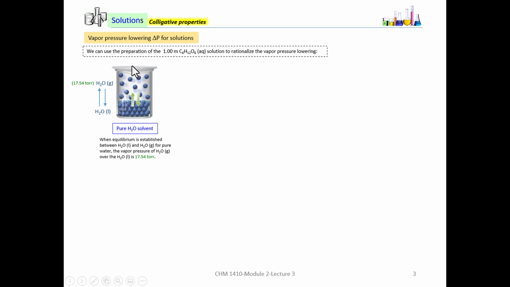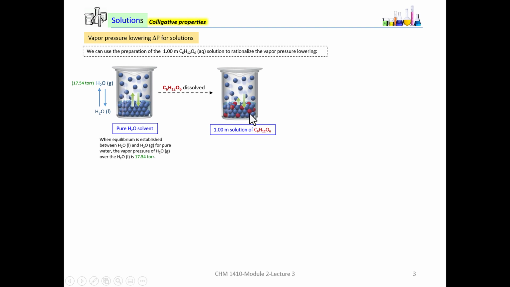This picture doesn't really show the beaker as being sealed completely, which it should be, but we'll ignore that for now. Let's dissolve some glucose, and I've made the glucose red because in the next picture these red spheres are supposed to represent the glucose molecules dispersed in the liquid water, and now we have, instead of pure water, a 1 molal solution of glucose.